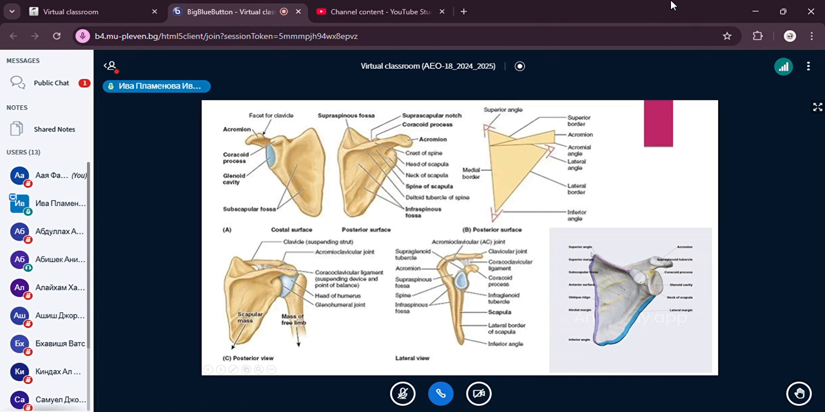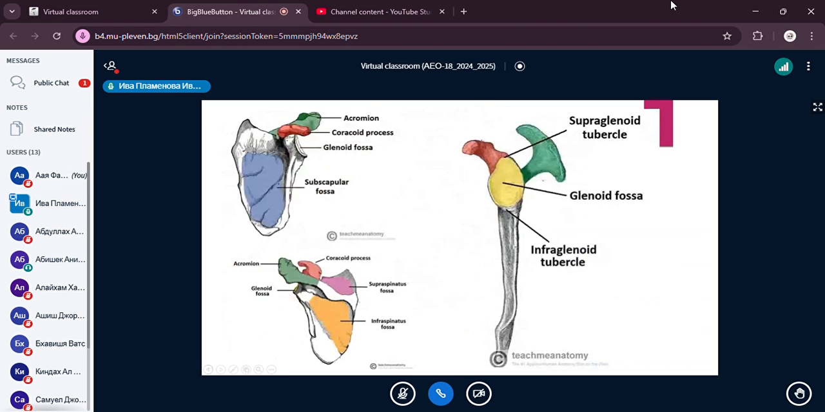Here is the superior angle. Here is the inferior angle. The glenoid cavity is actually the lateral angle. And between the cavity and the body of the scapula is the neck of the scapula. You can see here, acromion, coracoid process, subscapular fossa. Fossa supraspinata, fossa infraspinata, that's from the dorsal view.